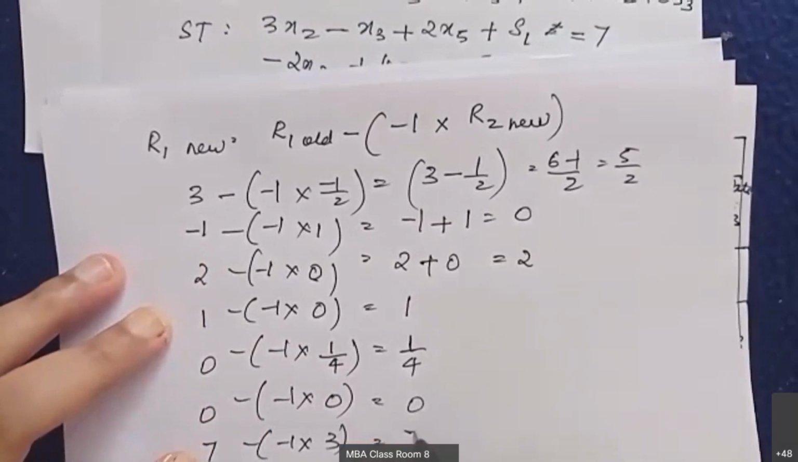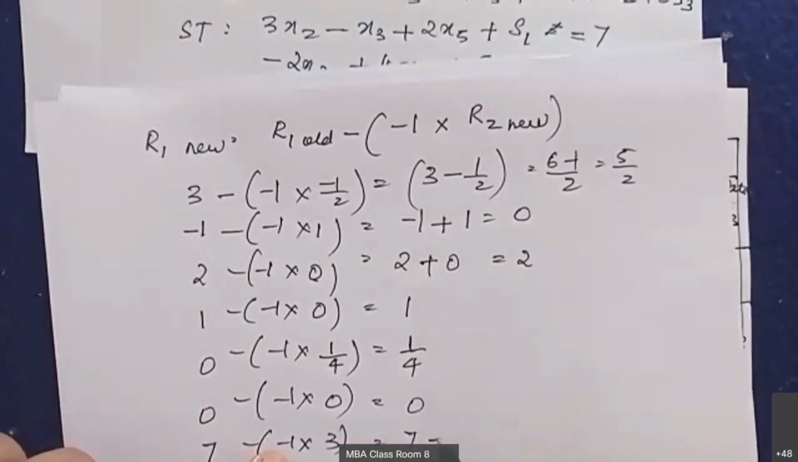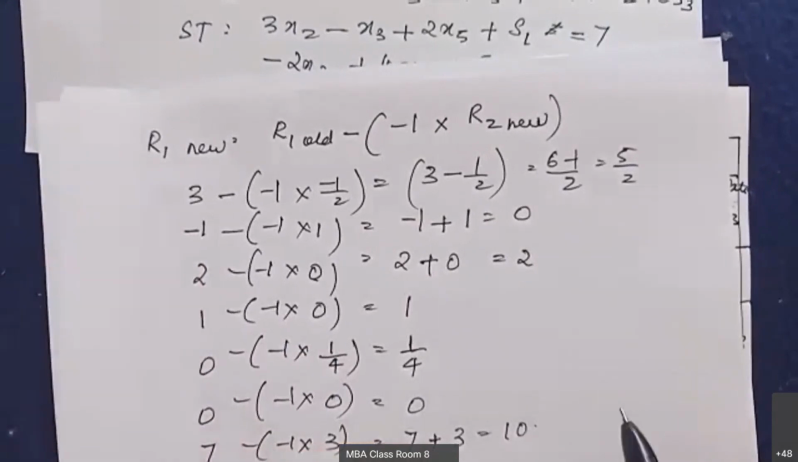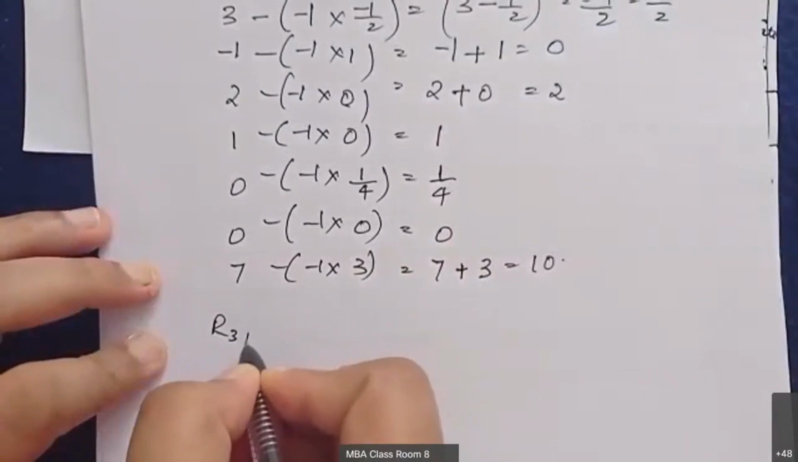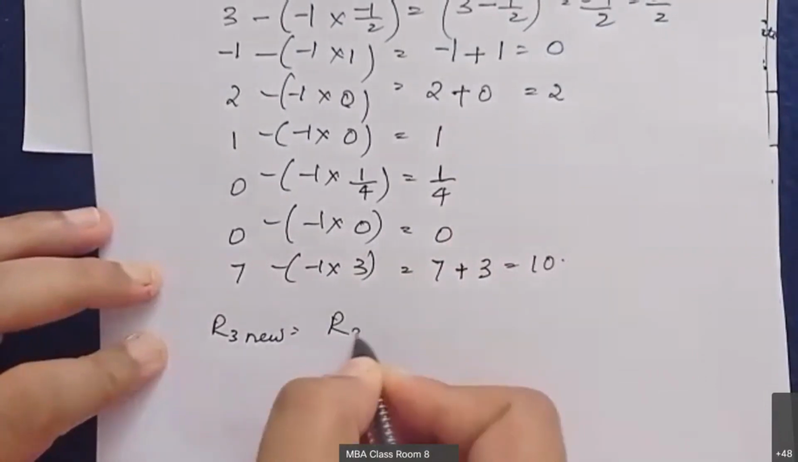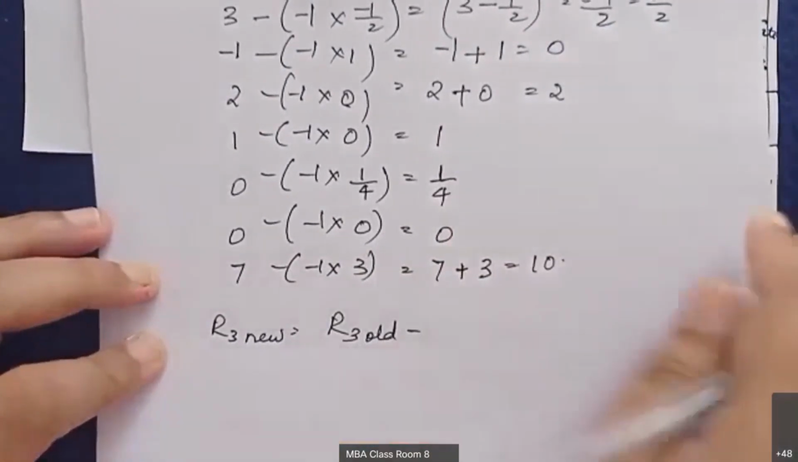And here we have 7. Minus into minus is plus. 1 into 3 is 3, which is equal to 10. Okay, the next one we have to change for R3 new is equal to R3 old minus the number above or below the key element there. We are considering the third row.